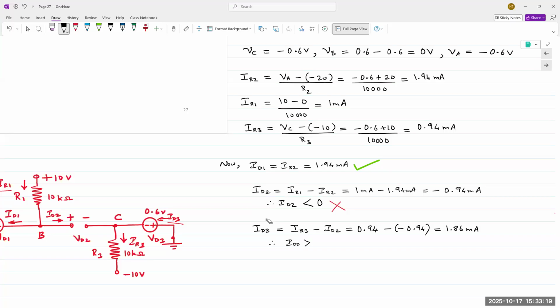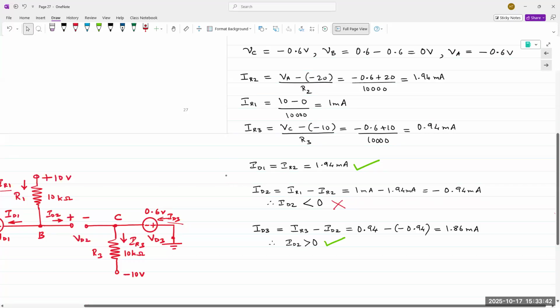ID3 is greater than 0. That means my assumption for ID3 could be valid. Okay, it could be valid, but not necessary. Okay, think over this. Let me know if you have any questions before I talk about it.